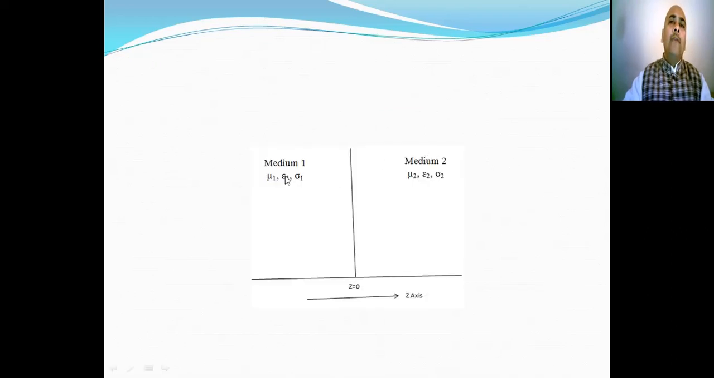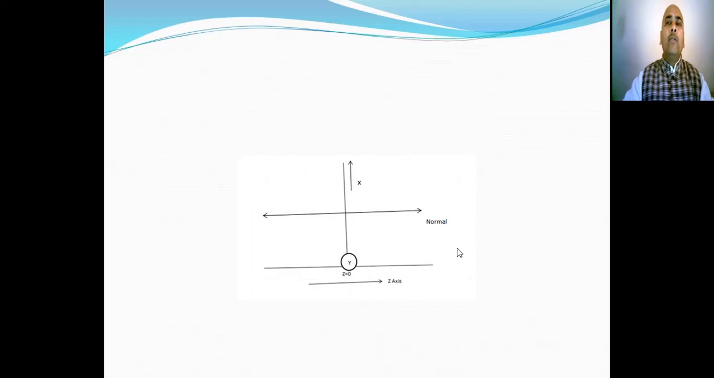So, let us suppose we have two mediums, medium 1 and medium 2, which are separated by z equal to 0. So, z equal to 0 basically represents the xy plane. As we are using Cartesian coordinate systems, let us suppose the x-axis and z-axis are in the plane of the paper and the y-axis is perpendicular to the plane of the paper. The normal to the boundary is represented by a double arrow line.